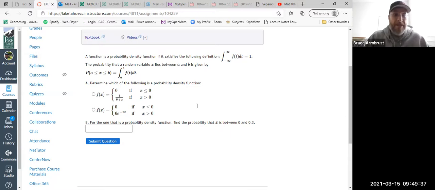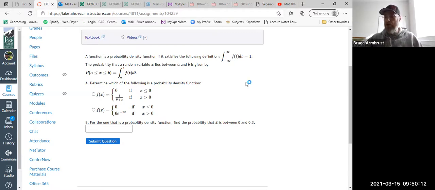Anyway, so then it says the probability that a random variable lies between A and B is given by this formula. So basically how this works, if you're going to do probabilities, you have a function that describes your probability, and if you want to know what the probability is, you just integrate between those two values. So it's not really that big of a deal in terms of the general concept, but the first one just says, determine which of the following is a probability density function.